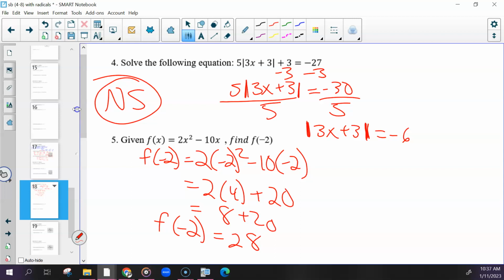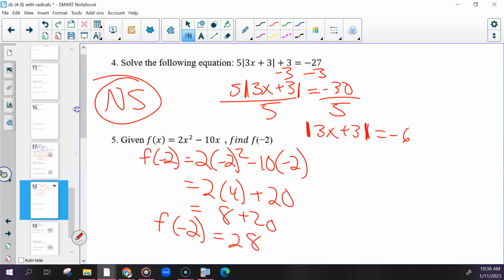Slowly. If we got the, like, after the negative, can we say no solution? It was already negative, but you have to make sure your absolute value sign is isolated before you can say that. Other questions on that?